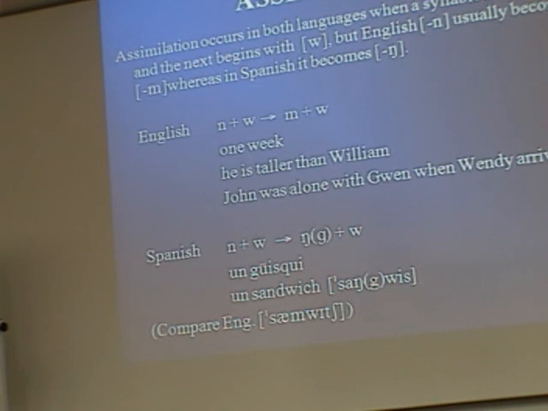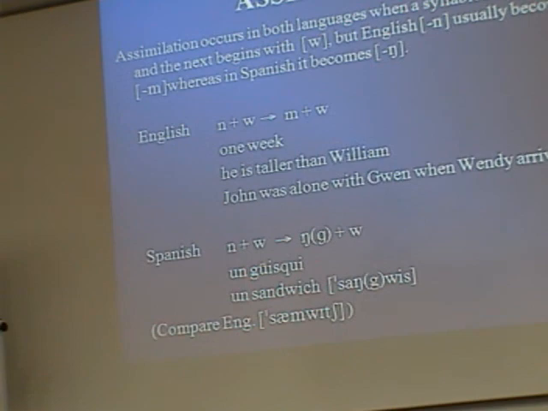Now, in Spanish, something different happens. If you have the sequence final N plus W, you get a different outcome, don't you? You get an NG, sometimes a G sound inserted before the W. So, "un whisky". Now in English, there is an assimilation in the middle of the word sandwich as well, but it's different. Whereas a Spaniard will say "sandwich" with an N, I will say "samwich", and it turns into an M in English, you see.